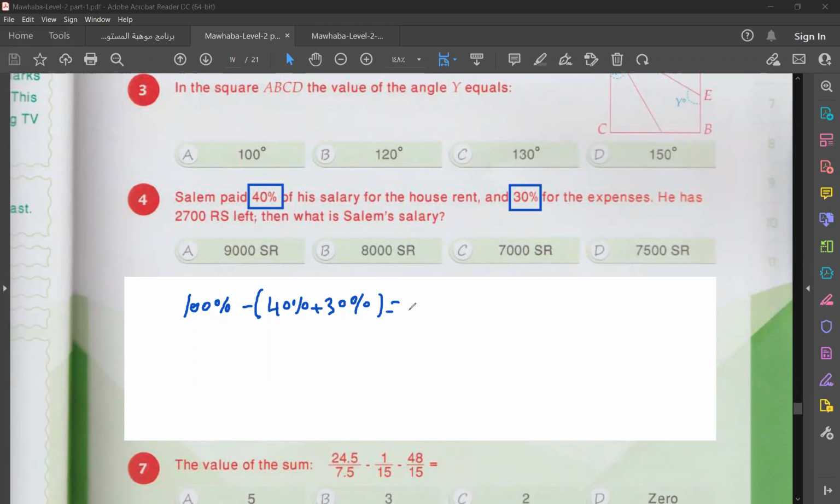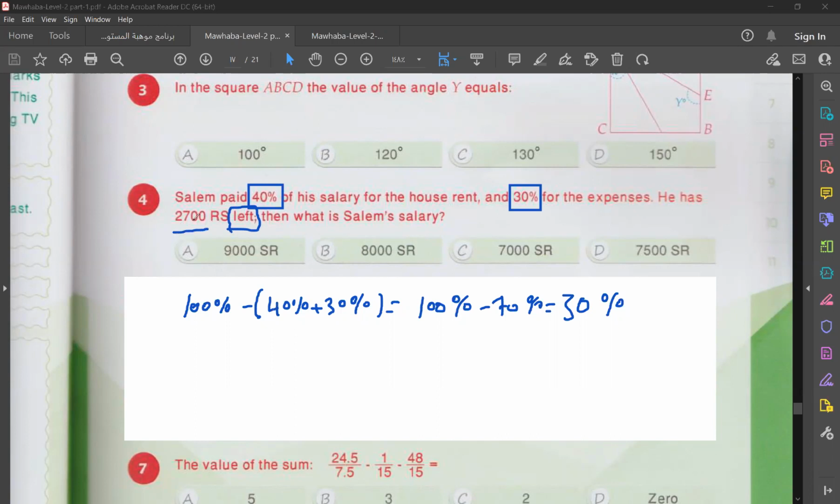So what is the left? What is the remainder here? So 100 minus 70%. So what is the left now? What is the remainder, Mamoon? 100 minus 70. What is it? 30%, right? Yes, the remainder now is 30%. This 30% is the left now. The remainder is 30%.